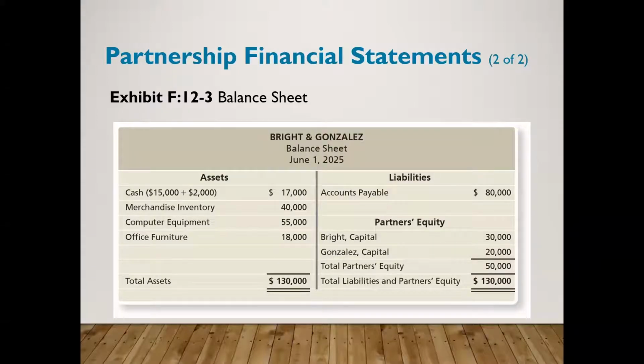Here you see in Exhibit 12.3 a balance sheet for Bright and Gonzalez. The initial partnership balance sheet for Bright and Gonzalez as of June 1st, 2025 is what you see here. Now notice that the balance for each partner is listed separately in the partners' equity section of the balance sheet.